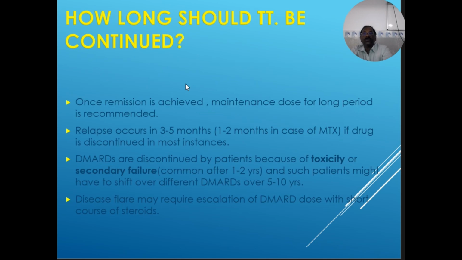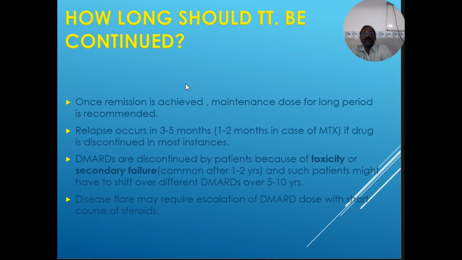With the scores, how long should treatment be continued? Once remission is achieved, the maintenance dose for a long period is recommended. Once the remission is achieved, don't stop the drugs. Don't stop the DMARDs also. You have to use just 5 milligrams or 7.5 milligrams of methotrexate lifelong. So that is the maintenance dose.